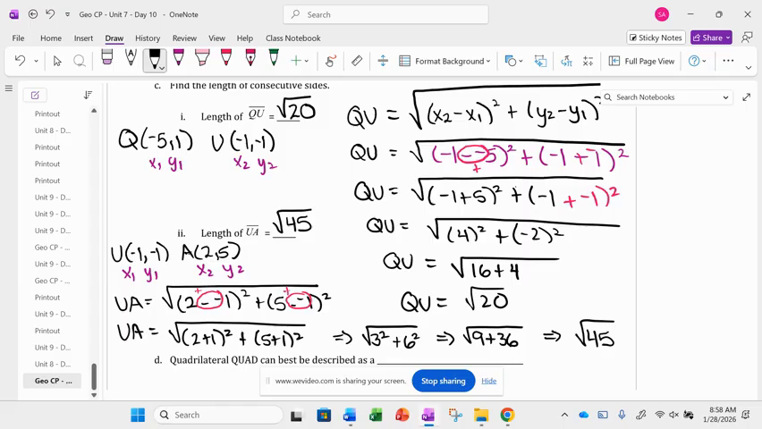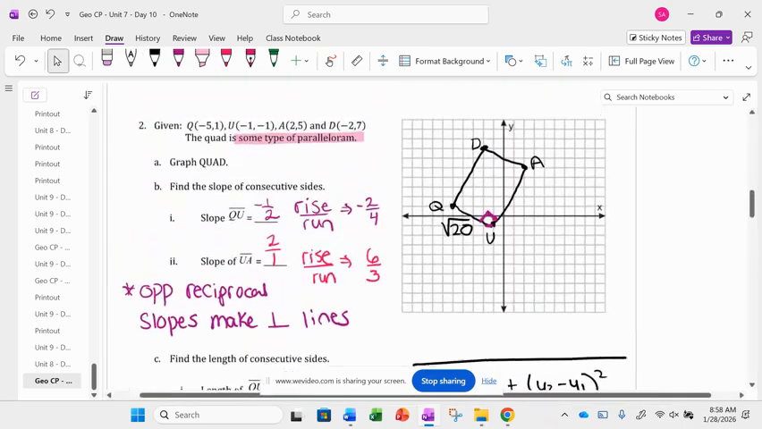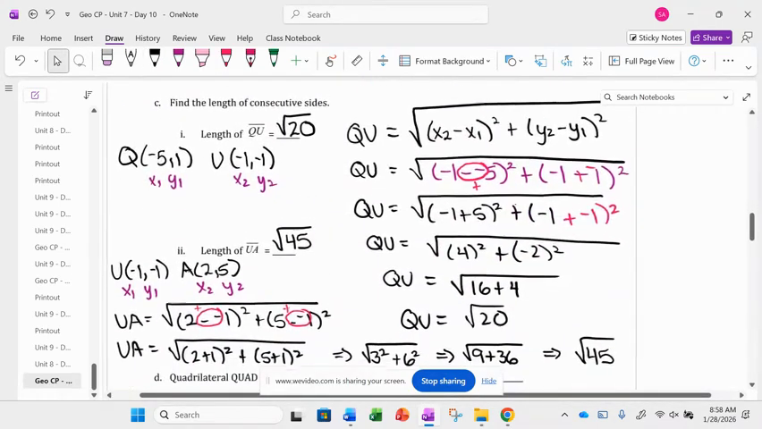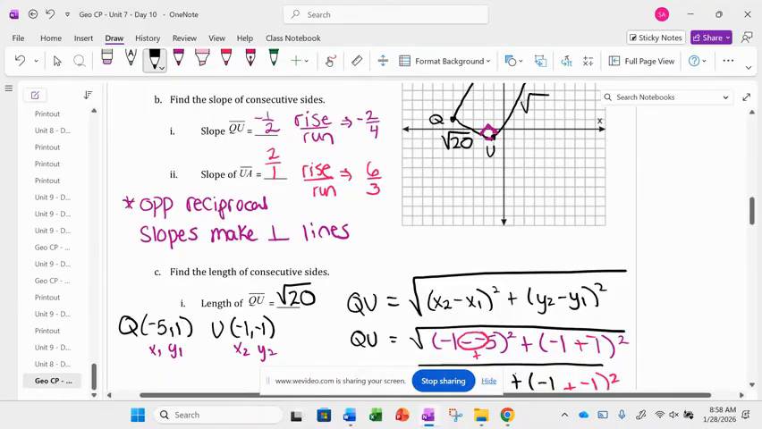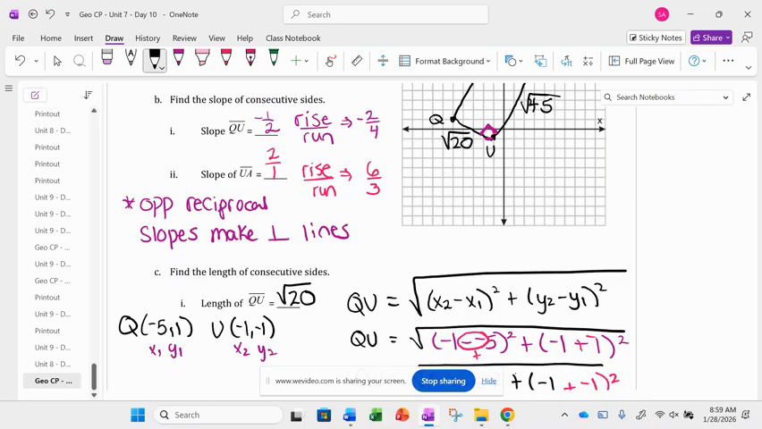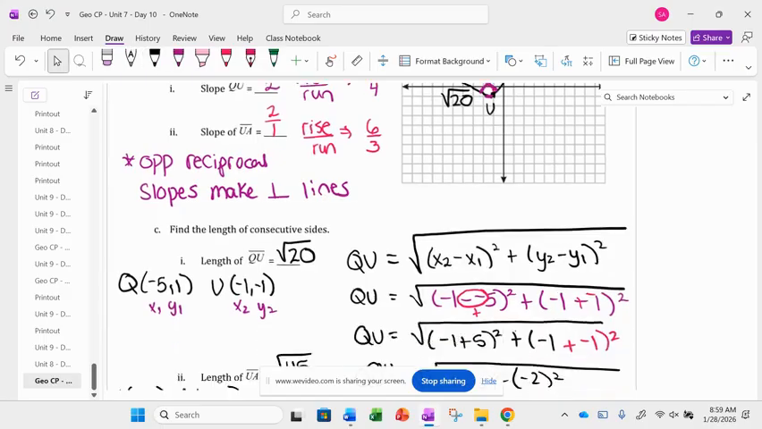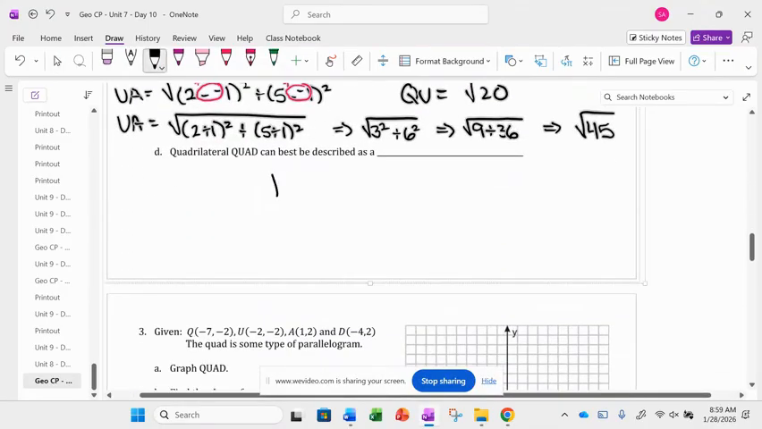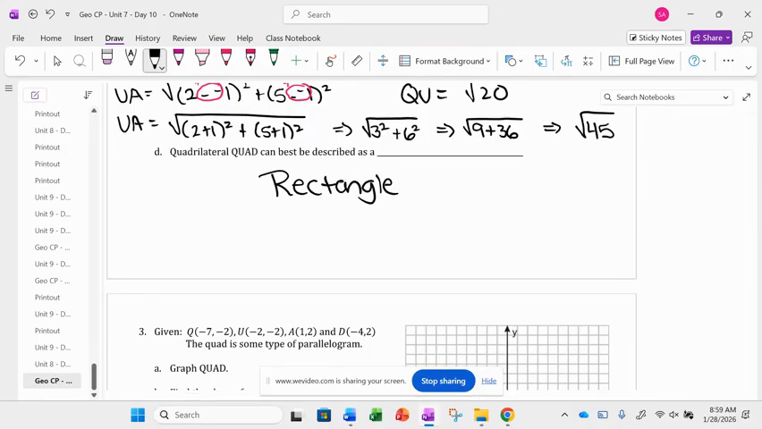All right, how many people got square root 45? Okay, great. So now that means UA is the square root 45. Is square root 45 the same as square root 20? No. So the sides aren't the same length. So it is a parallelogram with a right angle. So the only name this could be is a rectangle because it didn't meet the property of a rhombus.